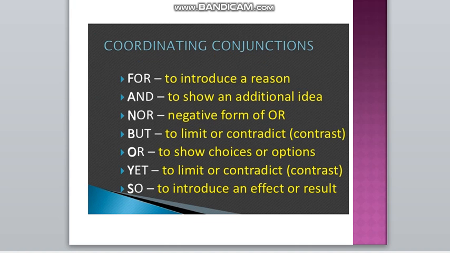You can remember with the word FANBOYS. F, that is for. A, and. N, nor. B, but. O, or. Y, yet. S, so. It's called FANBOYS. Now we are going to see for, and, nor, but, or, yet, and so. They are called coordinating conjunctions.